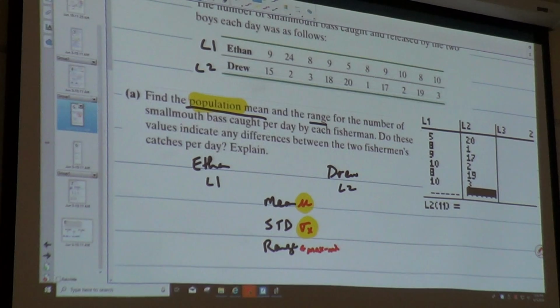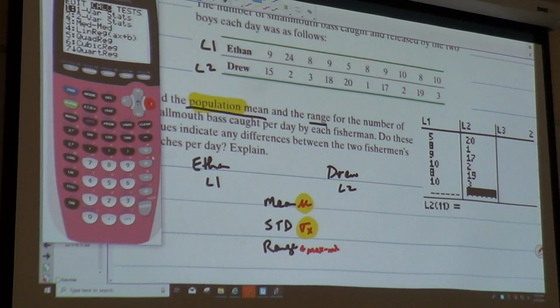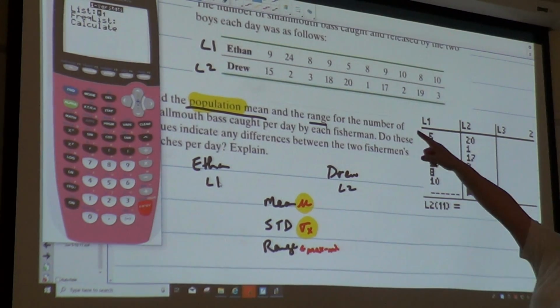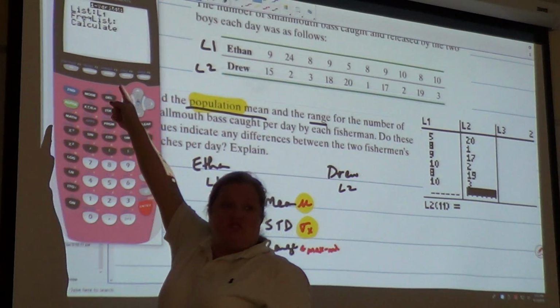So, when I go in to do one-var stats, we've got to do things a little bit differently, because we have two sets of data, and I've got to tell the calculator which data I'm looking at. Up until now, we've just had one set of data, so we looked at that one set. So, when I go to do Stat Calc, One-Var Stats, now, you may have one of two types of calculators. If you have this type of calculator, if we're looking at Ethan, you need to make sure that L1 is there.